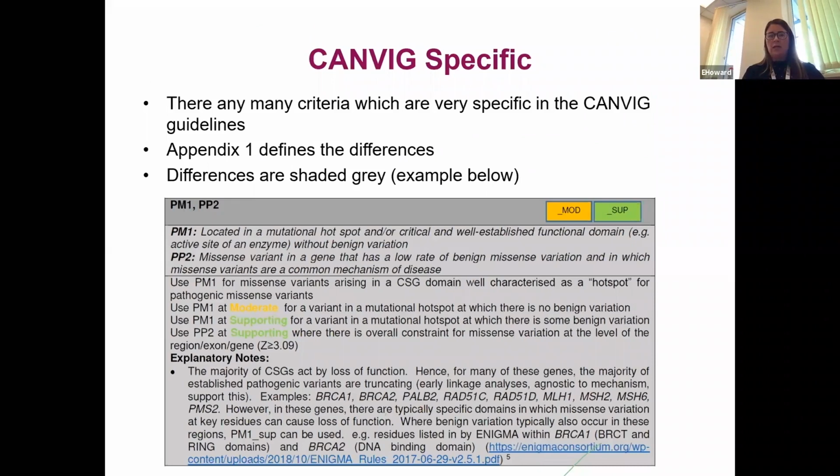And just another guidance is, like I said before, they have produced very specific guidelines, and Appendix 1 of these guidelines defines the differences, because they're shaded in grey, between that and the ACMG guidance. And if we look here at PM1, which is a piece of evidence that you can apply if your variant is located in a mutational hotspot and or a critical and well-established functional domain, you can apply this piece of evidence at a moderate setting for a variant in a mutational hotspot where there's no benign variation. But you can apply it in a supporting setting if it's in a mutational hotspot where there's some benign variation. And these are very, very small nuances, but they give you that ability to accurately classify your variant.